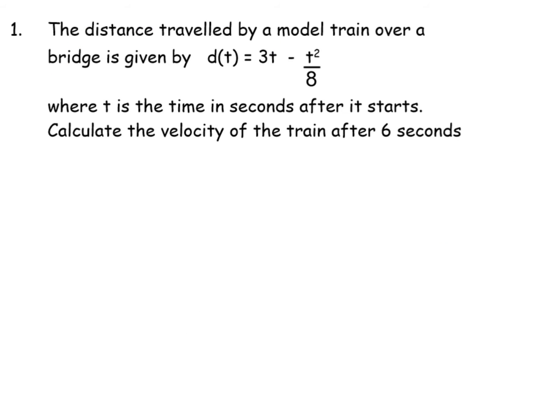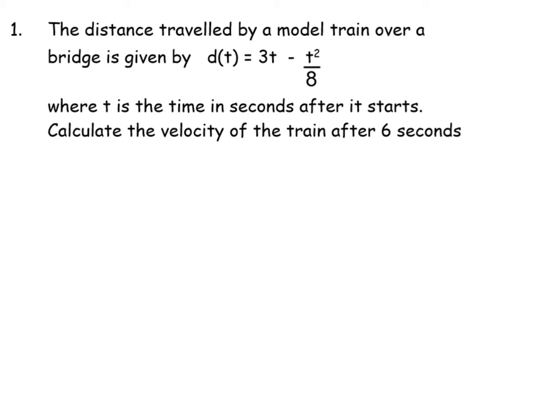So here's my first question. Be aware that some of my equations will not be f of x anymore. We're now talking about t in terms of time. The distance travelled by a model train over a bridge is given by this formula here, where t is the time in seconds after it starts. We're asked first of all to calculate the velocity of the train after 6 seconds.